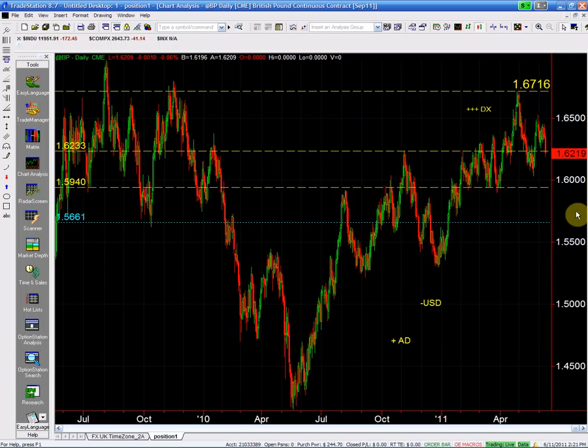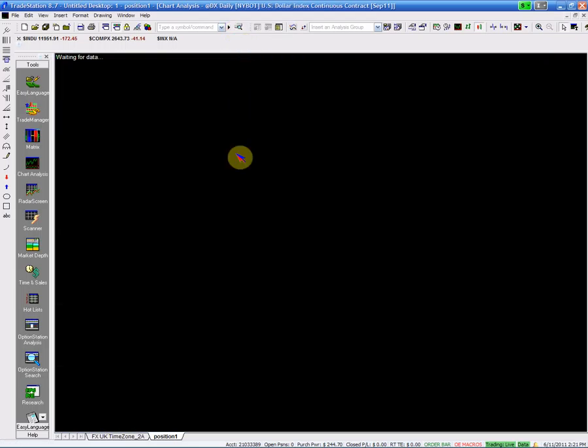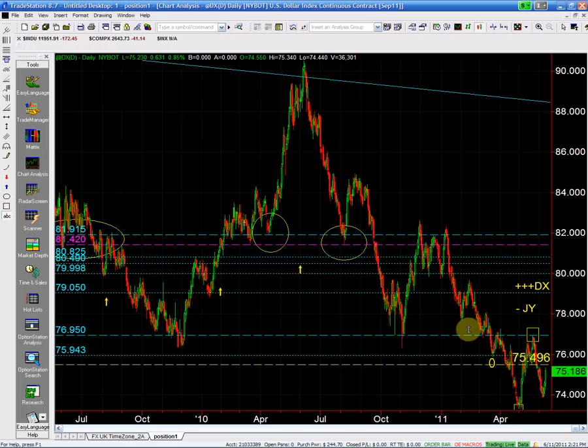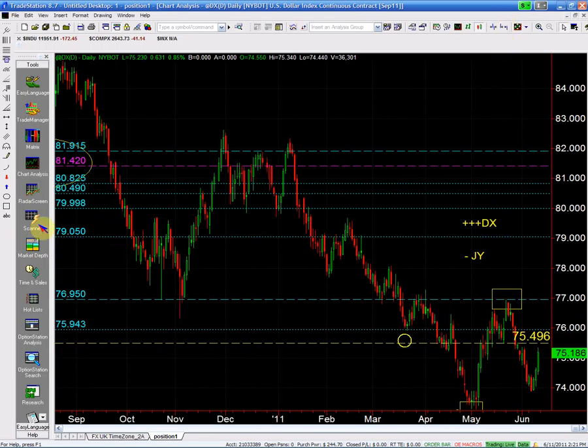So just to put the signals here, the British pound is the weakest so far. And the dollar is still the strongest. The Australian is kind of neutral, so I'm going to put the Aussie pretty much like the yen.